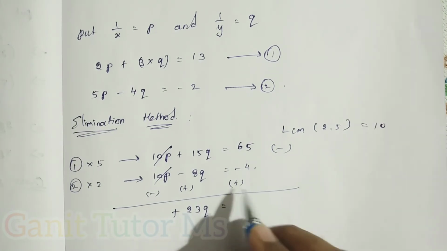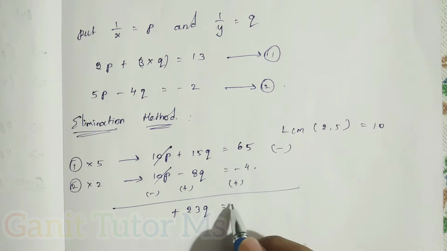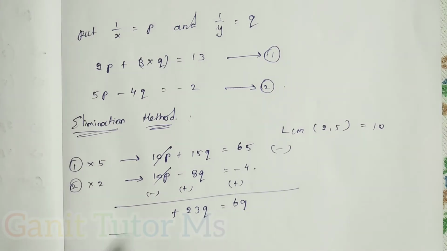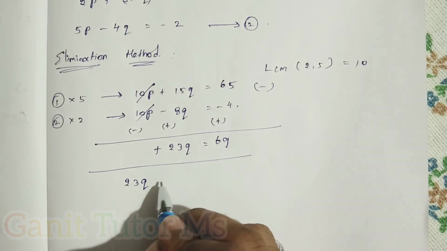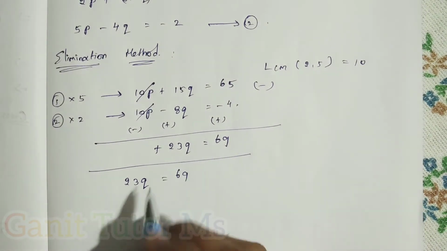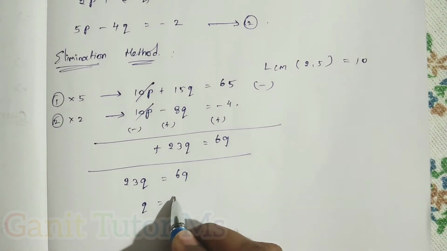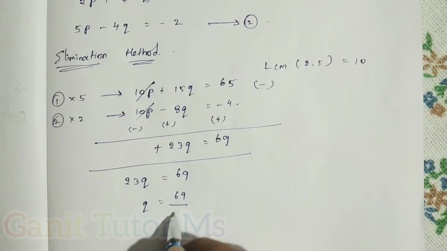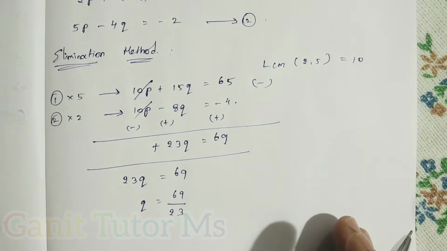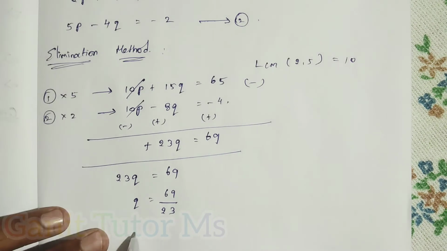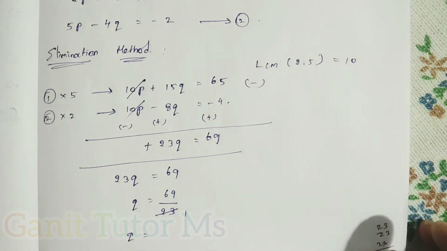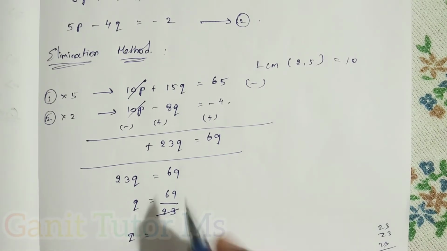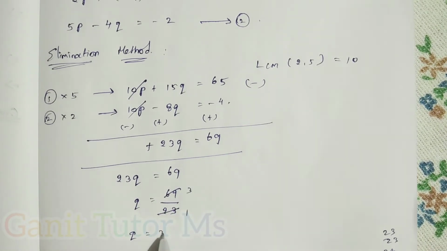So 15 plus 8 is 23q equal to, same symbol addition, 69. Now we find out 23q equal to 69. Next, q is equal to 69 divided by 23. Any doubt? So 1 23 is 23, 2 23s are 46, 3 23s are 69. So q equal to 3.